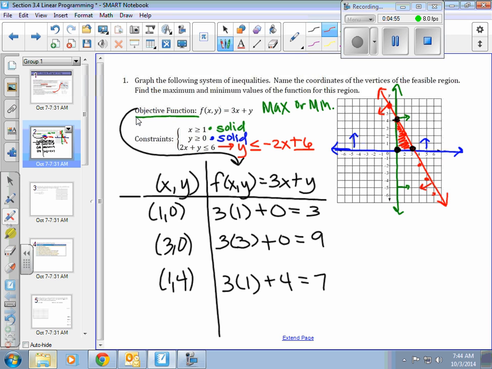Now it tells me to find the maximum and minimum values. My maximum would be 9, when my x is 3 and my y is 0. My minimum is 3, when x is 1 and y is 0, where I reach all those constraints.